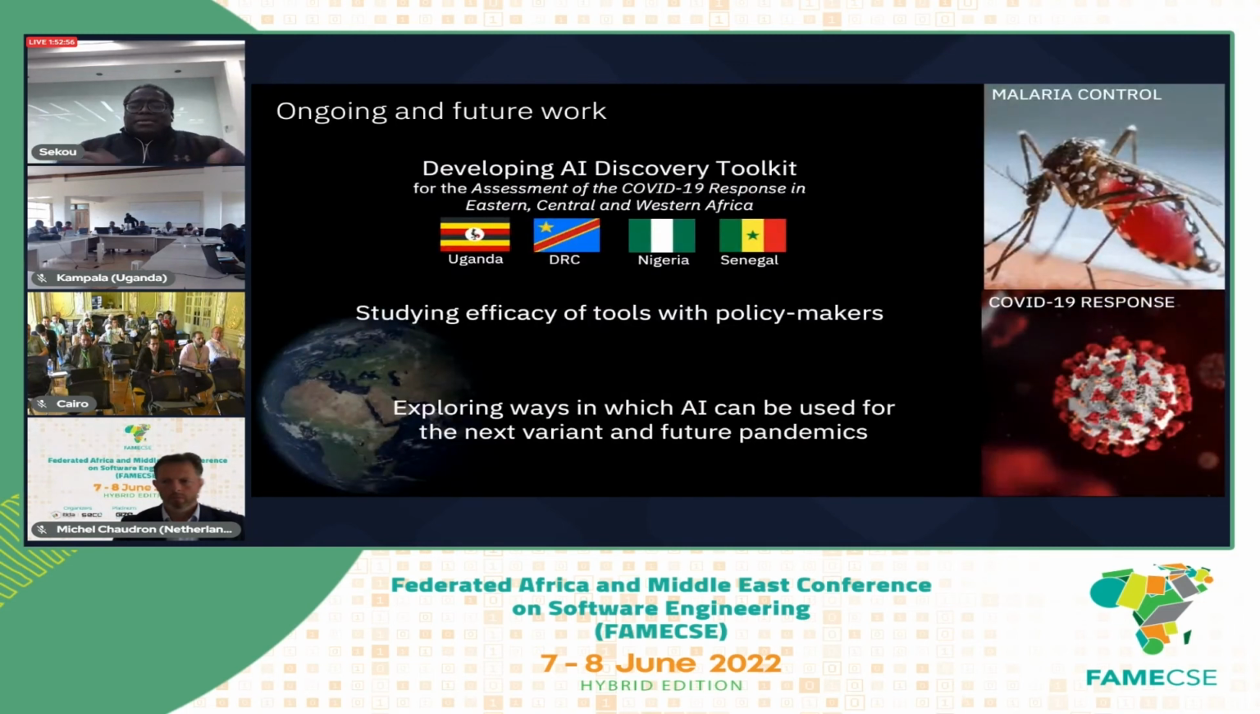So I might not be able to quantify how much social distancing is enough. However, working with partners in Uganda, DRC, Senegal, and Nigeria, we're trying to understand how we can make this process repeatable in a structured manner, and also understand ways that AI can be used not just for the next variant, but even for future pandemics. So again, this is a journey for us, but remember, I'm asking these questions from a research software engineering perspective.